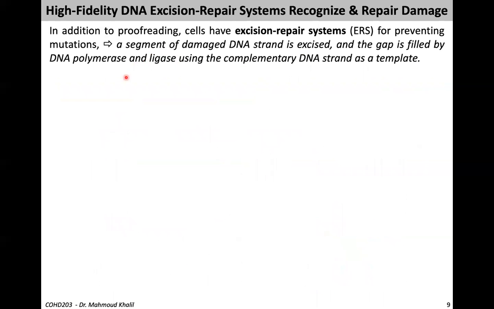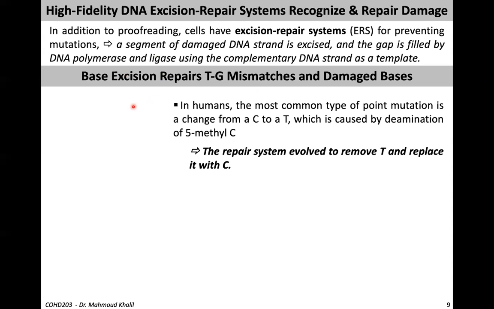So in addition to proofreading, cells have an excision repair system, ERS, for preventing mutation, in which a segment of the damaged DNA strand is excised, and the gap is filled by the action of DNA polymerase and ligase, using, of course, the complementary DNA strand as a template. So base excision repair works on TG mismatches and damaged bases.